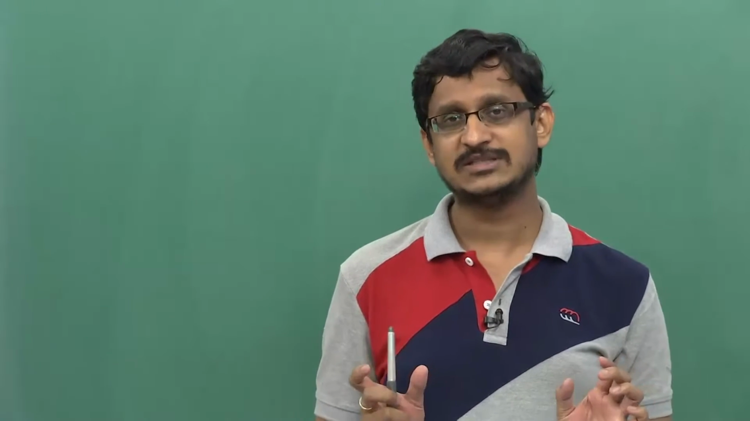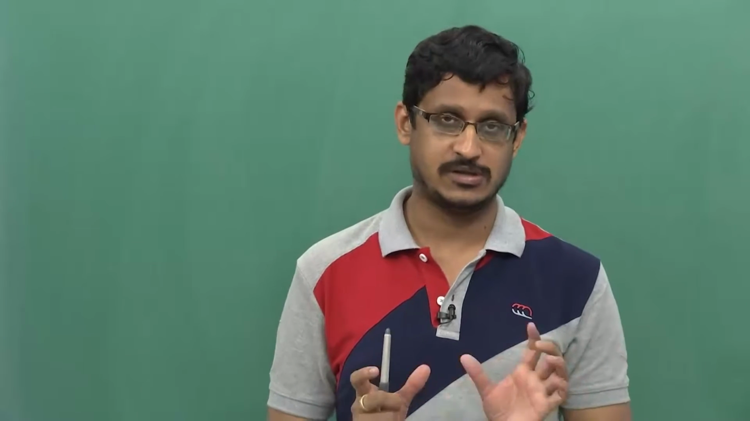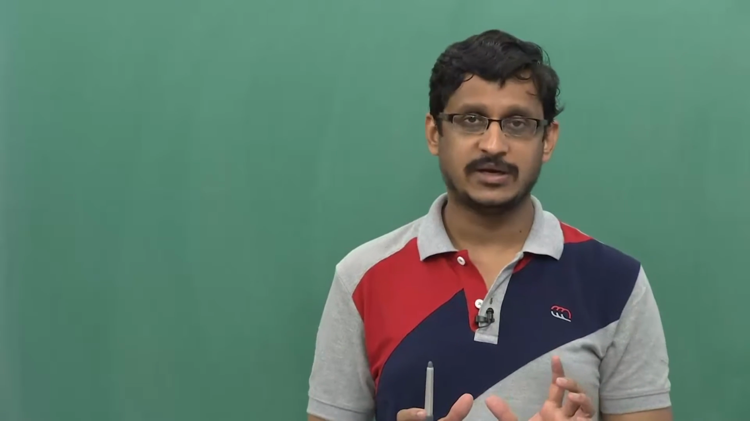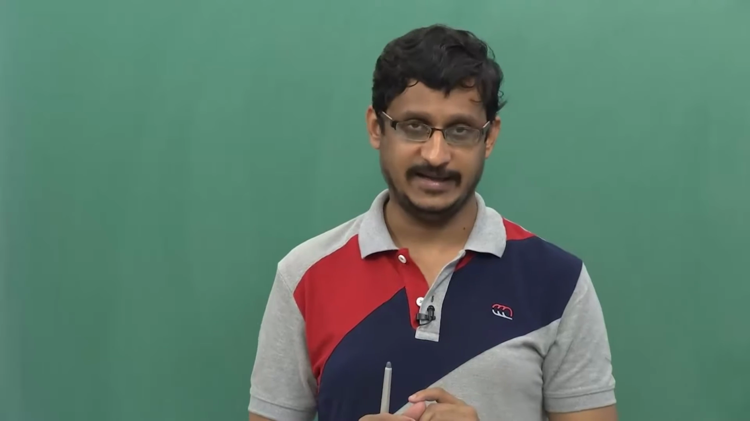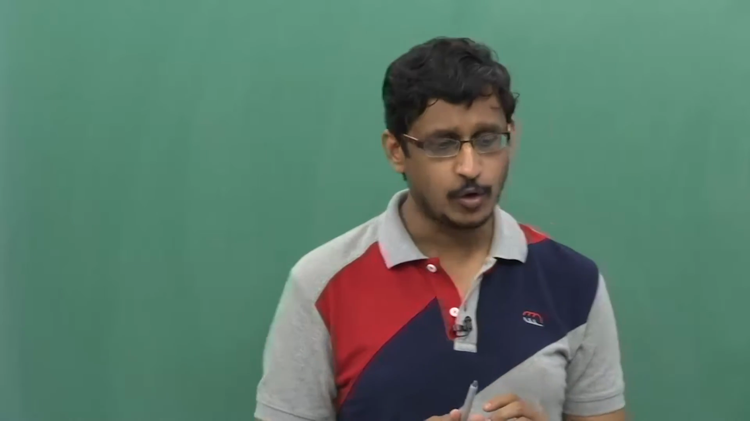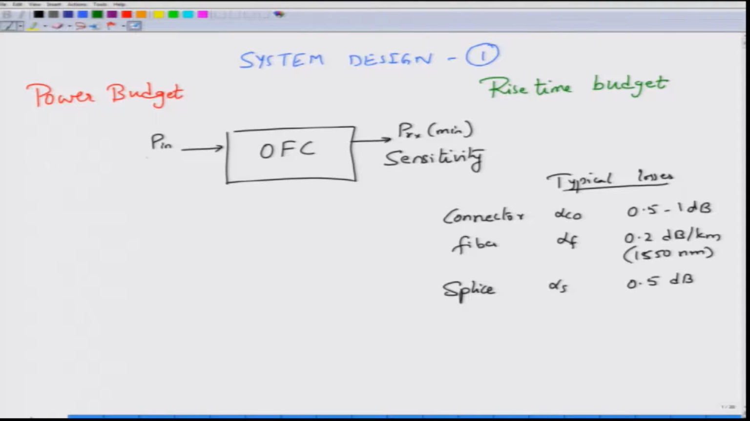So, power budget seems to be a very simple task, but it involves a lot of intricate details. For now, we will consider a simplified power budget analysis. We assume that our goal is to calculate the minimum launch power, or P in, as we will denote it, and also calculate the length of the fiber. The receiver minimum sensitivity is something that is known.